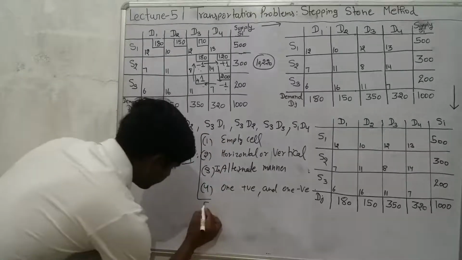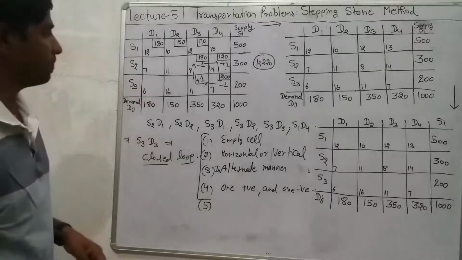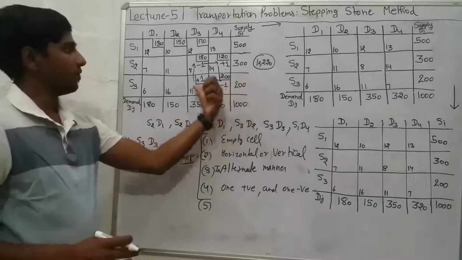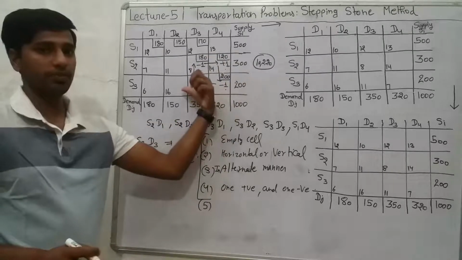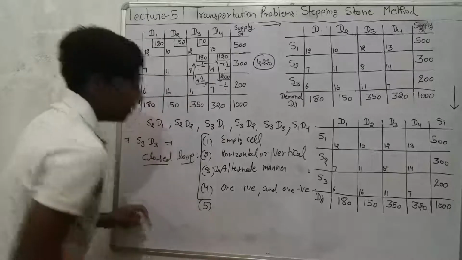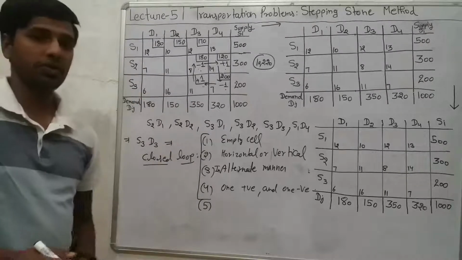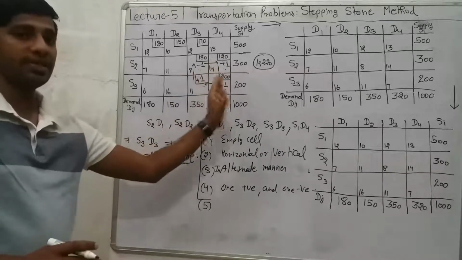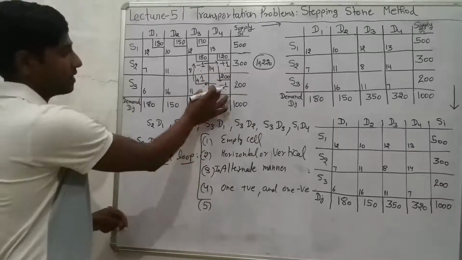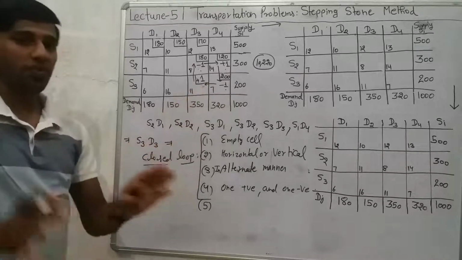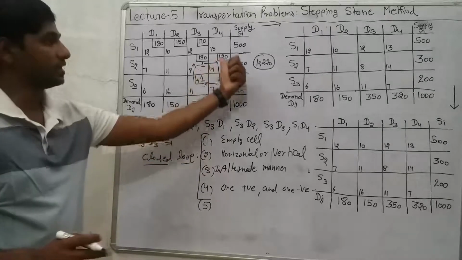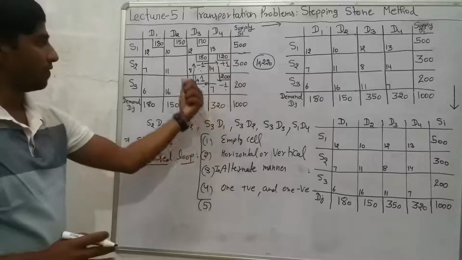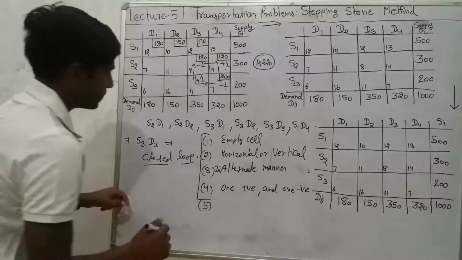What is the fifth rule of creating a closed loop? You can see there are an even number of cells while creating a closed loop. Okay. So in every closed loop there would be an even number of cells creating the closed loop. In this particular closed loop, there are 4 cells. There are 3 occupied cells at corner points 1, 2, 3, and 1 is unoccupied, for which we are calculating opportunity cost.